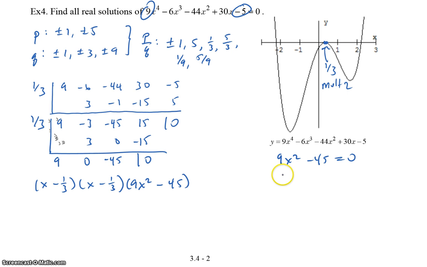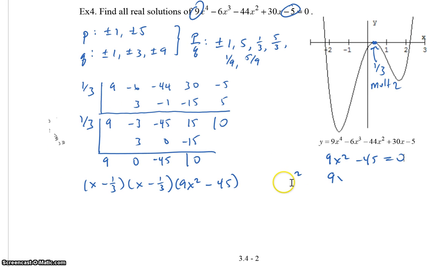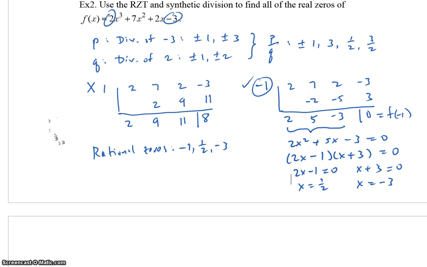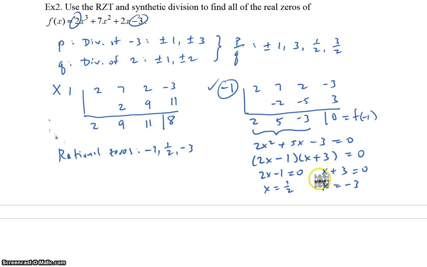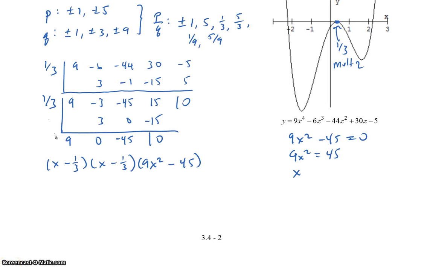All that's really necessary here is to isolate x squared. 9x squared equals 45. If we divide by 9, x squared equals... Apologize for the technical problems I'm having here. I'm trying to solve this equation. Divide both sides by 9. x squared equals 5. Take the square root of both sides.